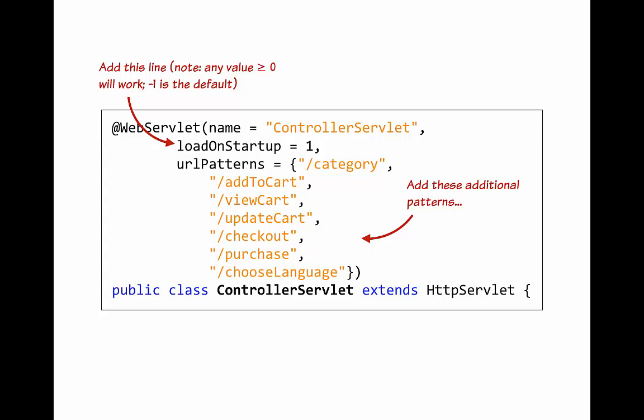This process generates a ControllerServlet.java file in the controller package under the source directory. The ControllerServlet class extends HttpServlet. Because we specified a few URL patterns when we created the servlet, they appear in the WebServlet annotation of the class declaration. We're going to add to these URL patterns with the additional patterns you see here. In addition to those, we're going to add loadOnStartup equals 1 to the annotation. This is going to load the servlet when the application begins.